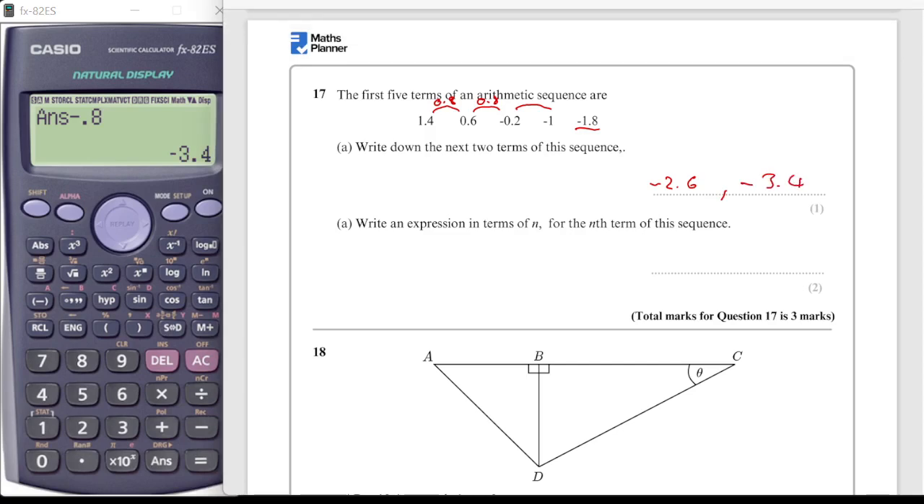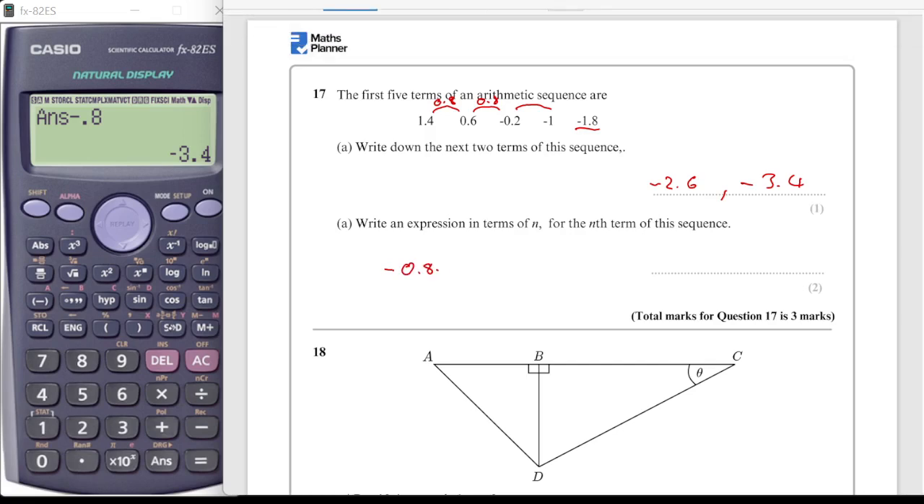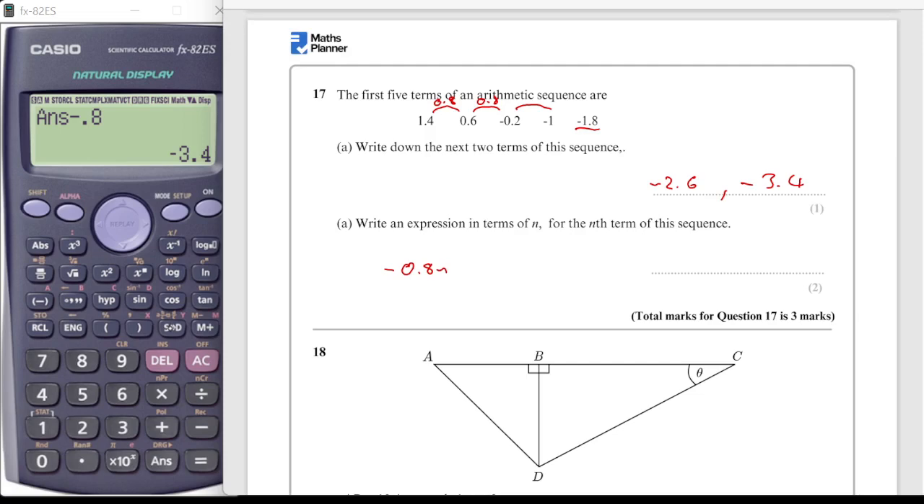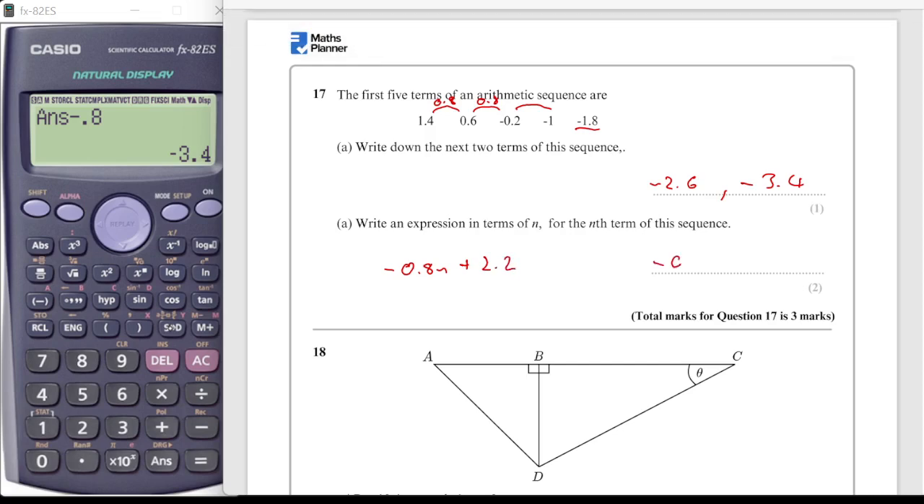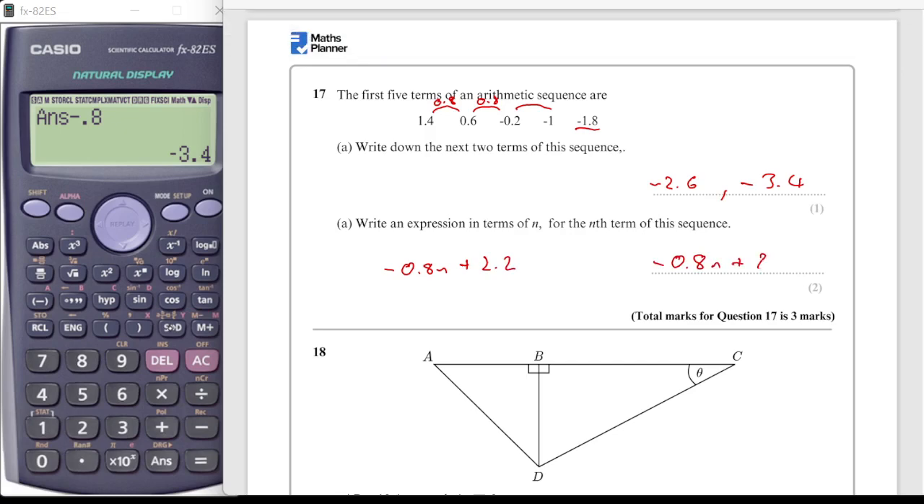Write an expression in terms of n for the nth term of the sequence. So this 0.8 means that my sequence must start with minus 0.8n. And then I need to think, what do I need to do to minus 0.8 to get to the first term in the sequence? And that would be add 2.2. So minus 0.8n plus 2.2.